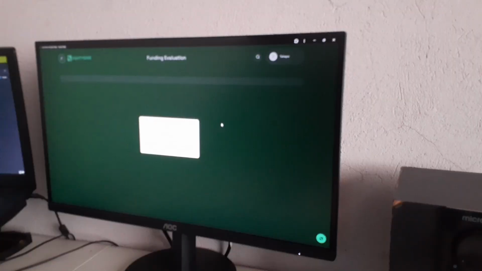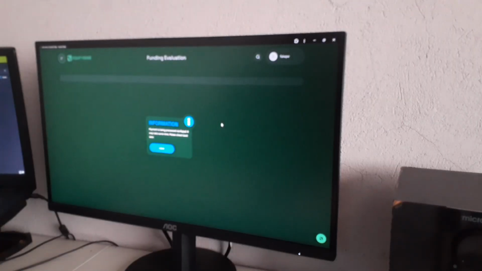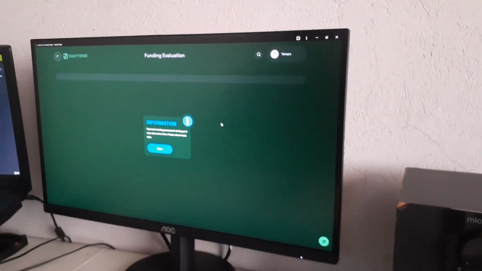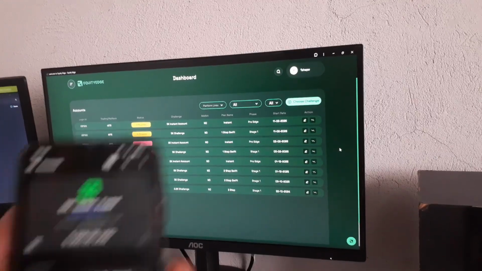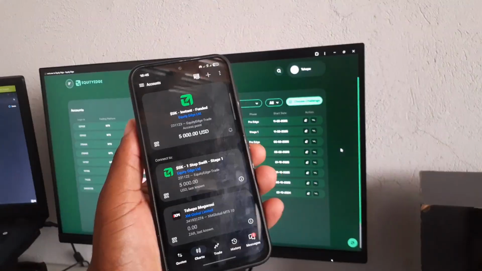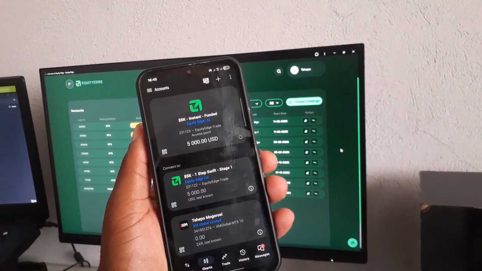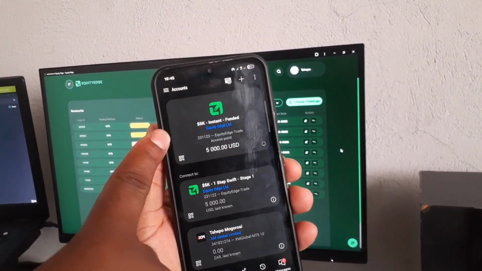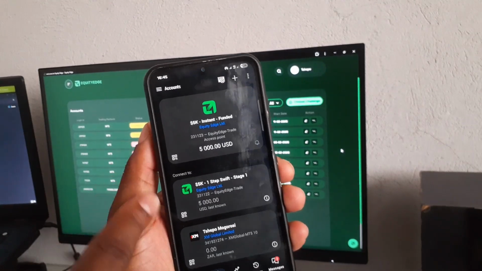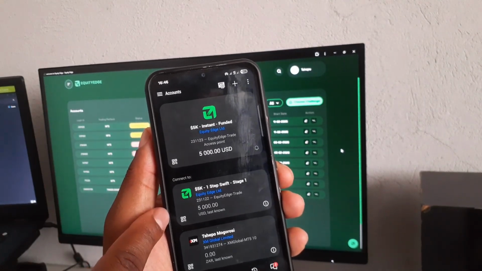Yeah, I think the payment went through. So my details are gonna be sent via email, right? So let me go to the email and login. Okay, so these are the accounts. As you can see, this is the 5K instant that I want, the one that I got for free, and then this is the one that I bought.